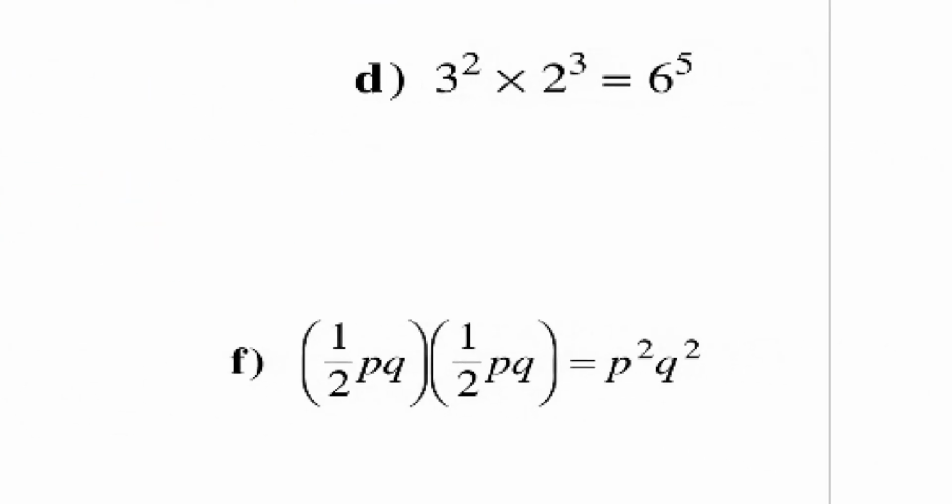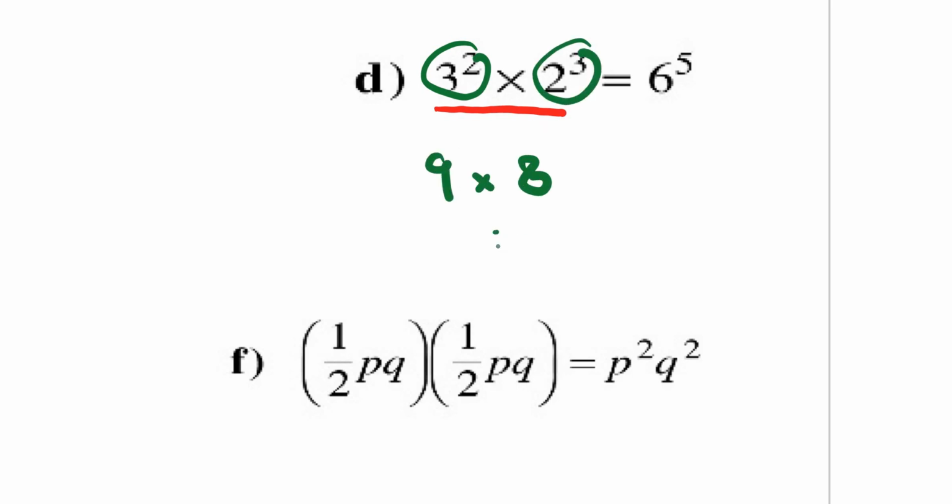And then, moving on here, for the next question, you really can't simplify this one at all. So for letter D here, 19D, there's nothing you can really do with this. I mean, 3 to the power 2, that's going to be 9, times 2 to the power 3, which is 8, and that's going to be 72. And that clearly does not equal 6 to the power 5. Okay.